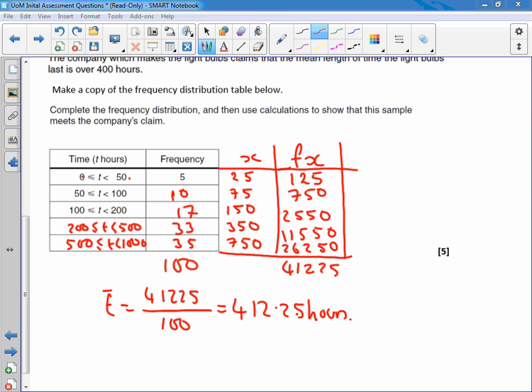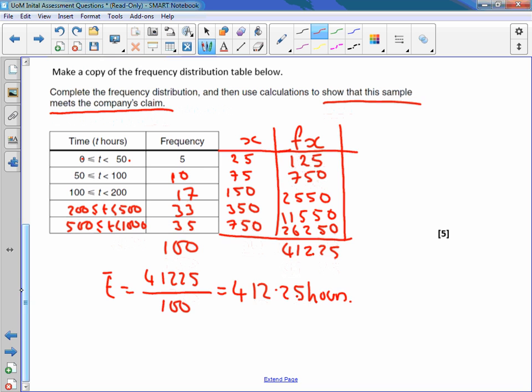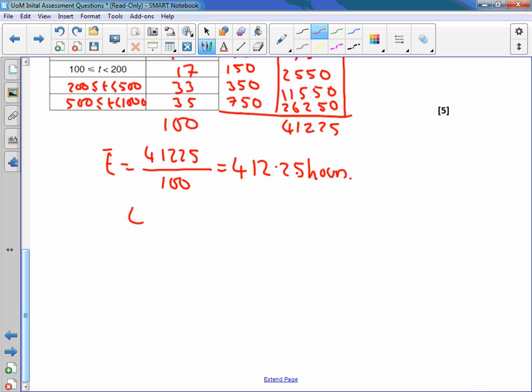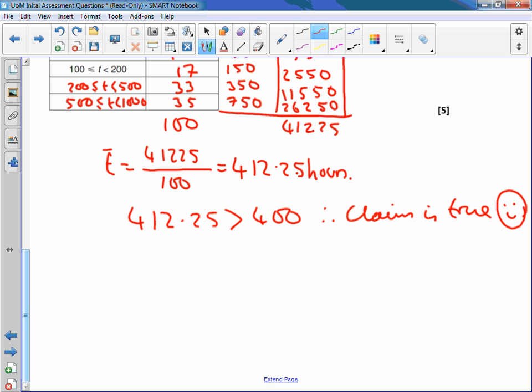Okay, now we have to be careful here and actually answer the question. We're being asked to show that this sample meets the company's claim. Very easy to lose a mark here. And we can do it simply by stating that 412.25 is greater than 400. Therefore, the claim is true. Smiley face. Just because. Okay.